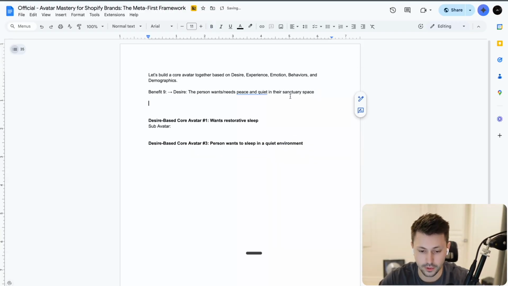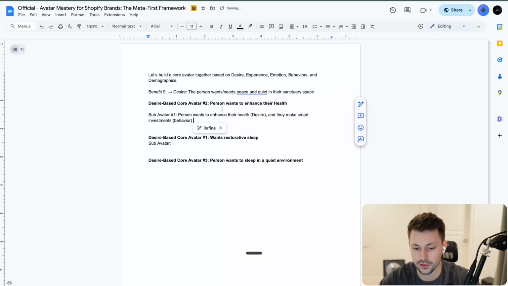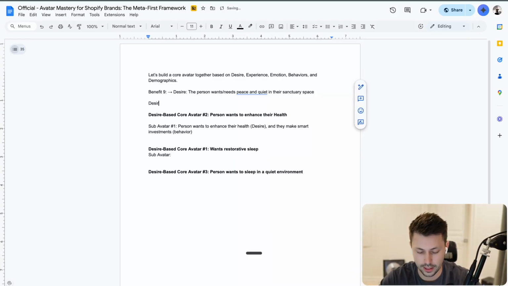So we just have 3 basic ones, and that's just based off of that. We're going to go and look for some more, by the way. These are going to be desire based. Okay. And we're also going to take a look at some experience-based ones. I probably wouldn't recommend emotions or behaviors quite yet.